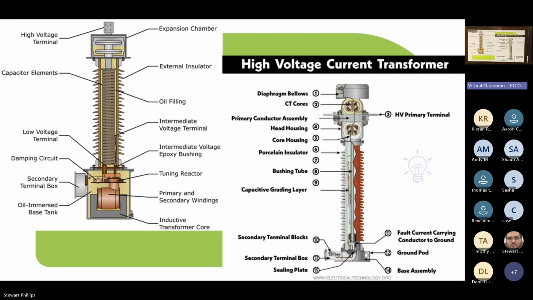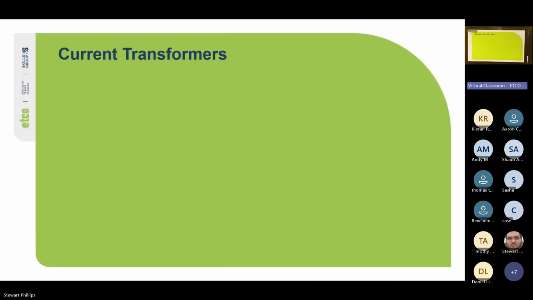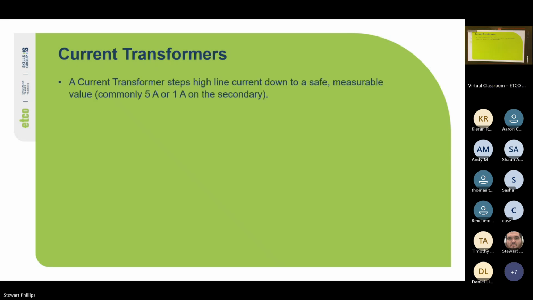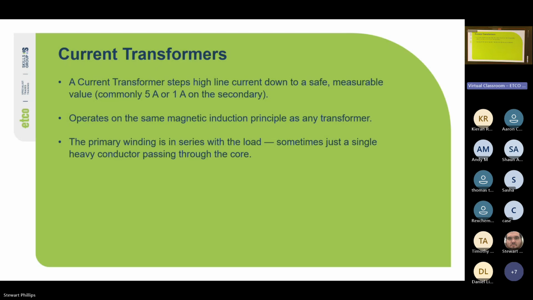So first, we'll look at our current transformers, or CTs. Some of you guys might be familiar with them, especially if you do any solar work or you work on any installations that are high current, like schools or industrial sites. So they basically step high line current down to a safe measurable value, usually between 5 to 1 amps on the secondary. It operates on the same magnetic induction principle as any transformer.